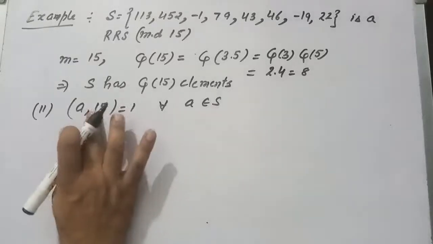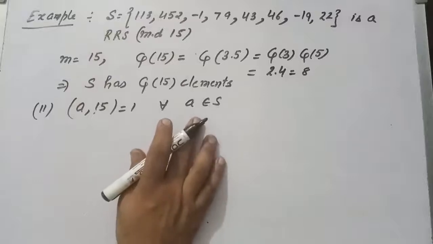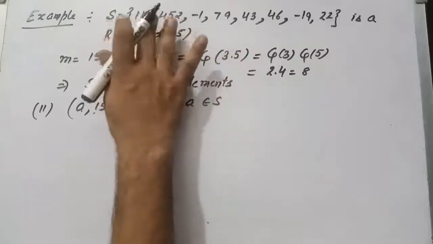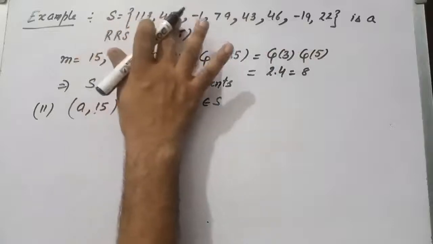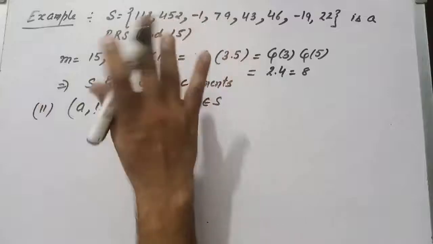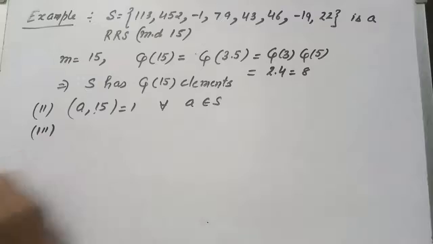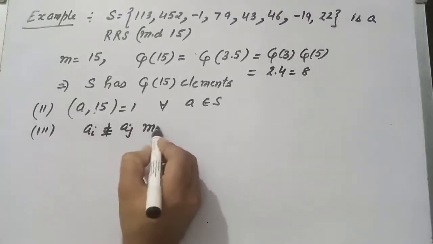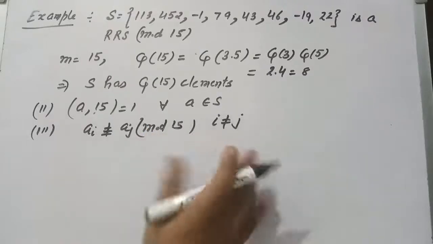Now the third condition is that no two integers are congruent modulo 15. You can easily check that the difference of any two integers is not divisible by 15, whether it is 113, 452, minus 179, 452, minus 1. Take any two different integers, their difference is not divisible by 15. So this condition is also satisfied: AI is not congruent to AJ modulo 15 when I is not equal to J.